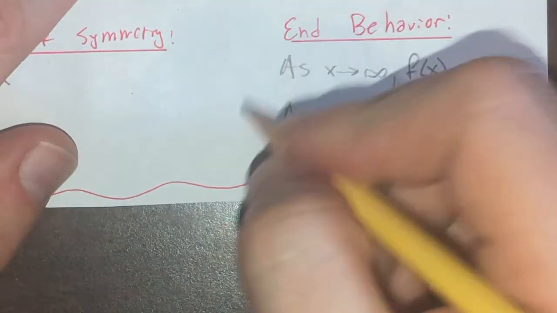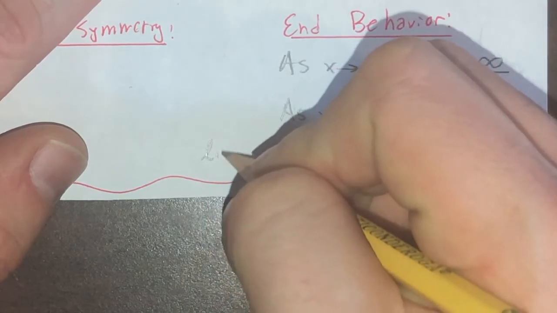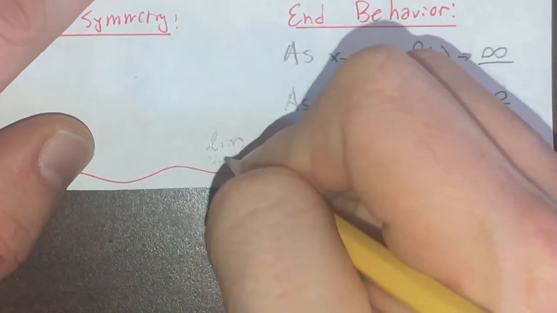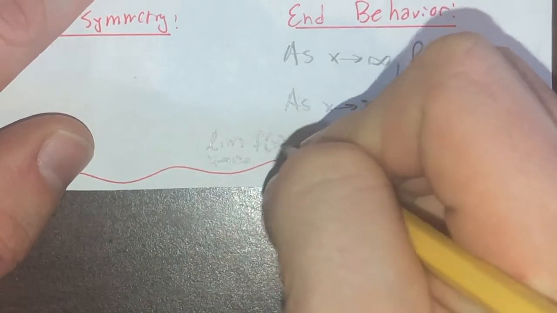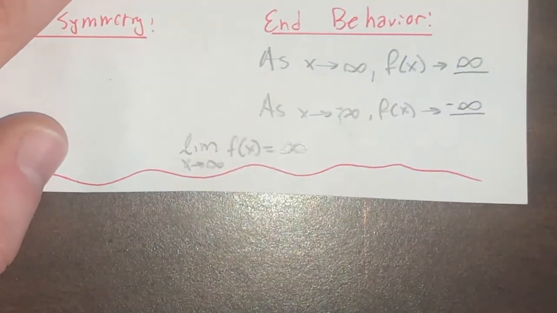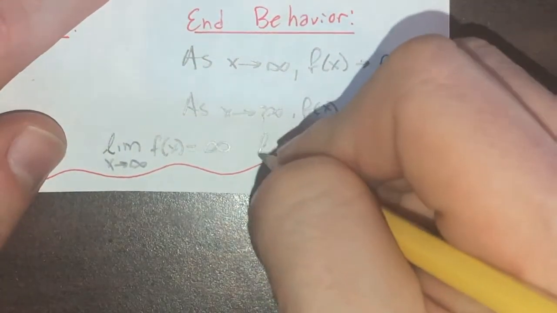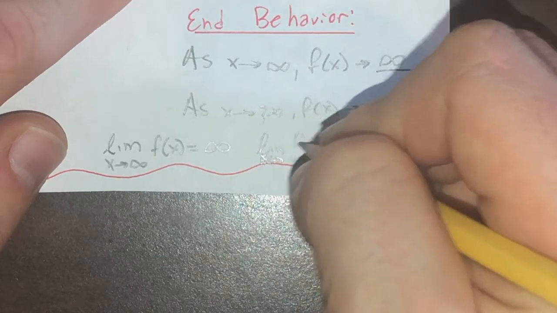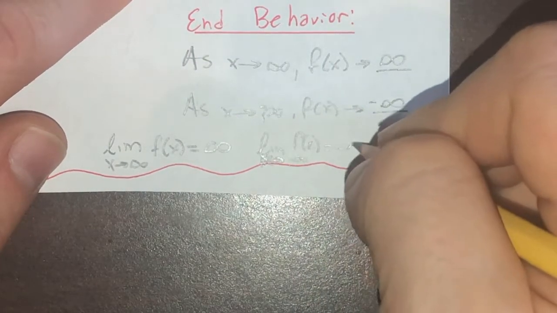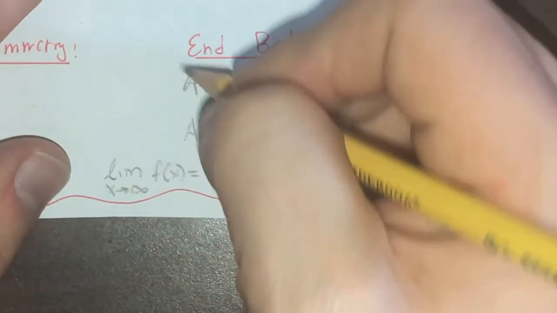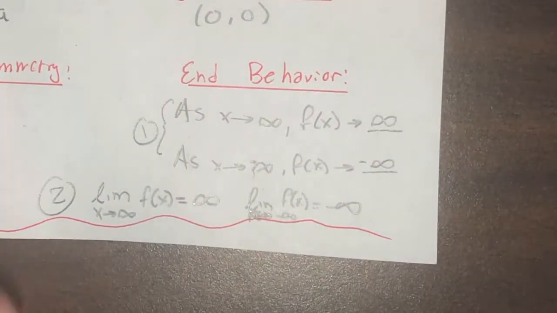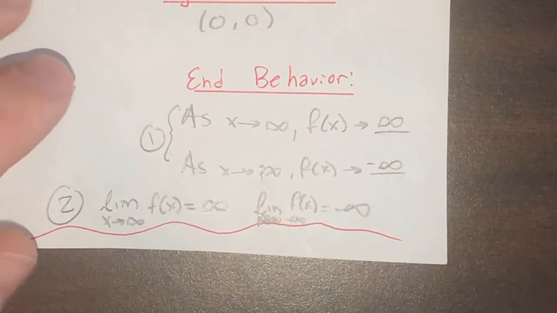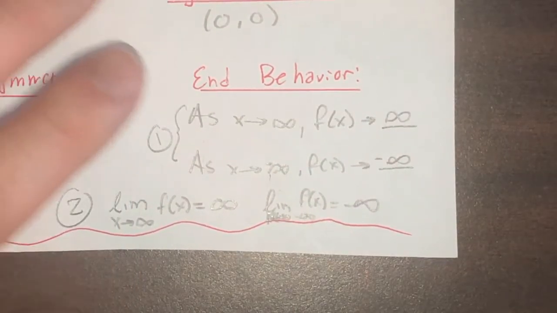How do we write this with limits? The limit as x approaches infinity of f of x equals infinity, and the limit as x approaches negative infinity of f of x is equal to negative infinity. So remember, two options. Either you write it like this, or you write it like this. You do one or the other. Don't do both, because if you do both and you don't do one of them right, you're going to lose points for trying to get a little bit too cute with it. Don't get cute with it. Do one or the other.